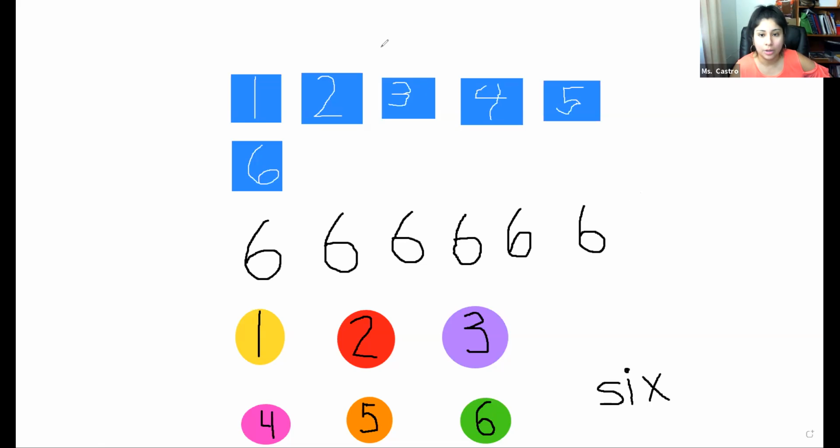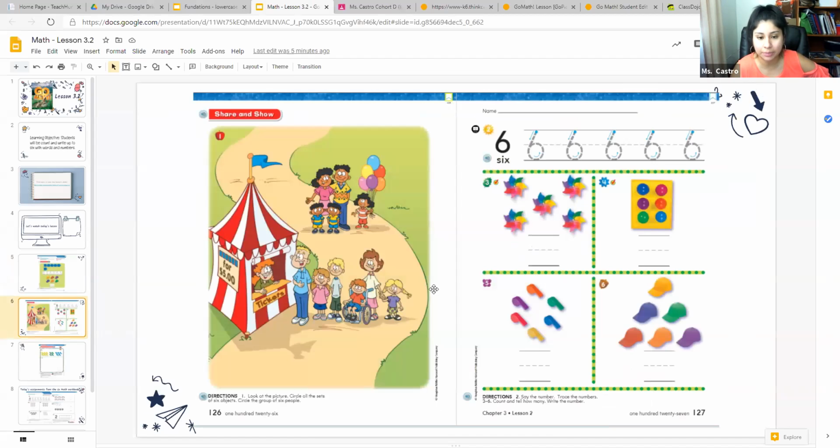Okay, so now we're gonna go back to our book, the presentation. So we did the first page. Let's turn to the next page. On the next page, you're gonna see a picture. Now that picture has different groups between people and objects that we have to count. And if we count 6 in a group, we're gonna circle it.